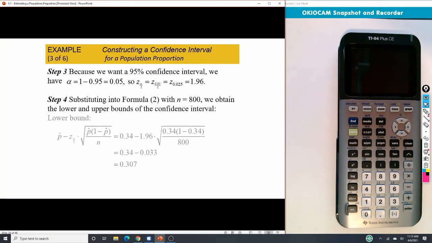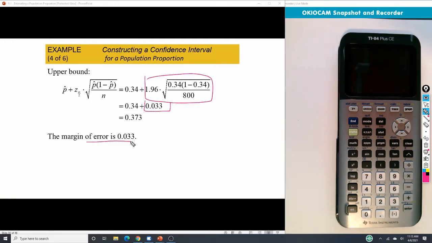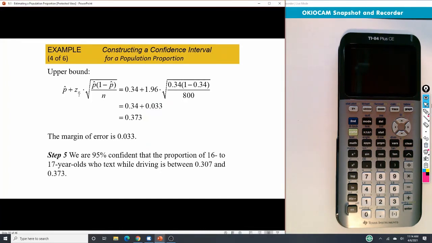Okay? And so then they go through and they do the lower bound here by hand with those pieces. Okay? And then as well, the upper bound. Okay? And now we know, because of what we're adding there, that the margin of error, once we do it by hand, is this other piece. Okay? So we know that we're always going to have that piece, which is actually our margin of error. So we can see that there. All right, so that we're 95% confident that our proportion is going to be between 0.307 and 0.373.